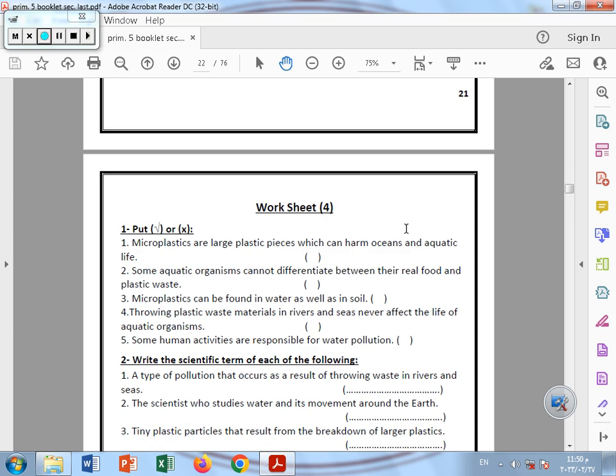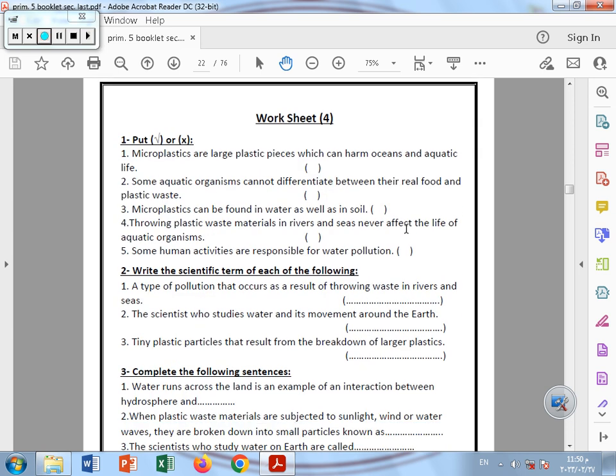In worksheet 4, put right or wrong. Number 1: Microplastics are large plastic pieces which can harm oceans and aquatic life. Yeah, that's wrong. Very good, because they are not large plastic pieces. They are very small plastic pieces. Number 2: Some aquatic organisms cannot differentiate between their real food and the plastic waste. Right.